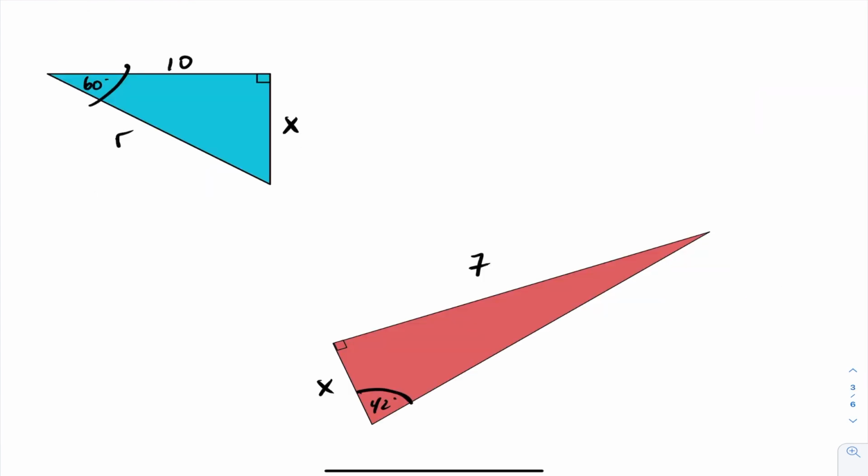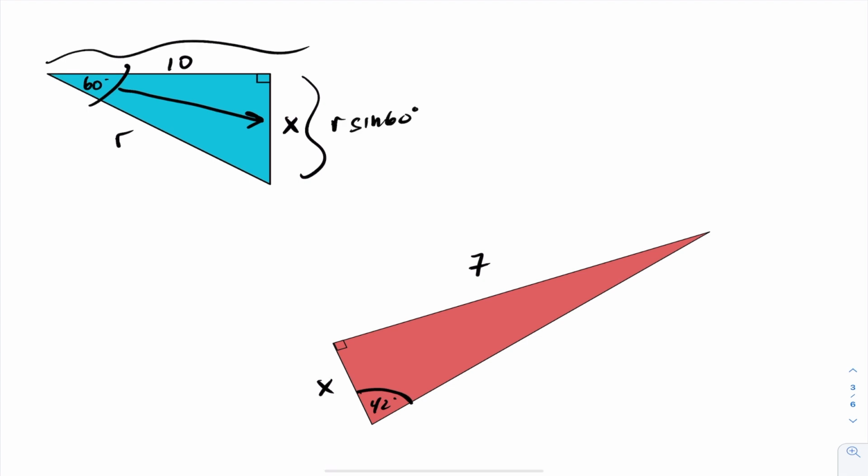Okay, let's take a look at this question here. It's a little bit different, so pay special attention to this question. Directly opposite, by definition, is going to be r sine 60. I don't know what the r is, so it's going to be r sine of 60 degrees. And adjacent here is going to be r cos of 60 degrees. Notice I can't solve for x directly.